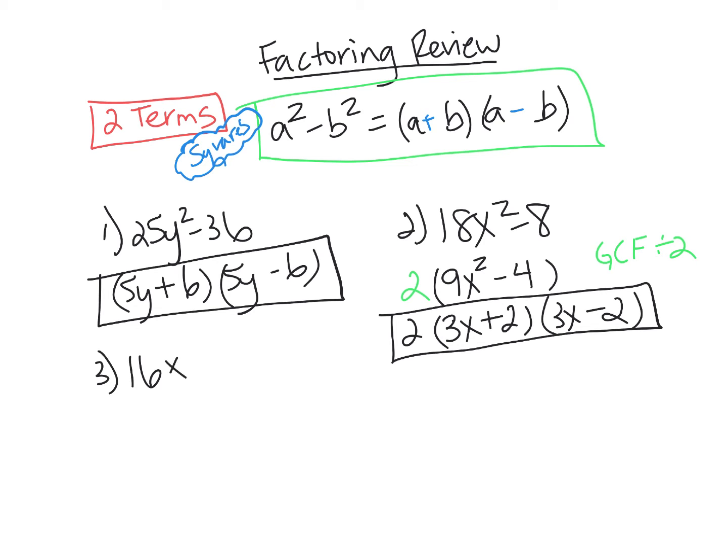Last one, what if we have 16x squared plus 125? Well, ding, ding, ding, 16 is a perfect square. 125, that's not a perfect square, plus we have a positive in the middle. That is not a difference of squares, so this is not factorable. Or you could say already simplified. I cannot break that apart anymore. So if you have two terms, perfect squares with a minus in the middle, look for a difference of squares.